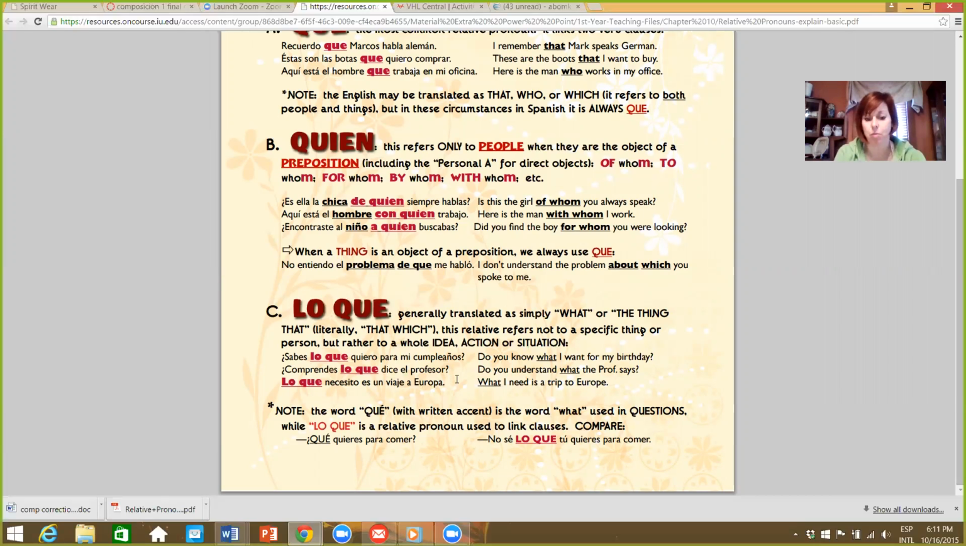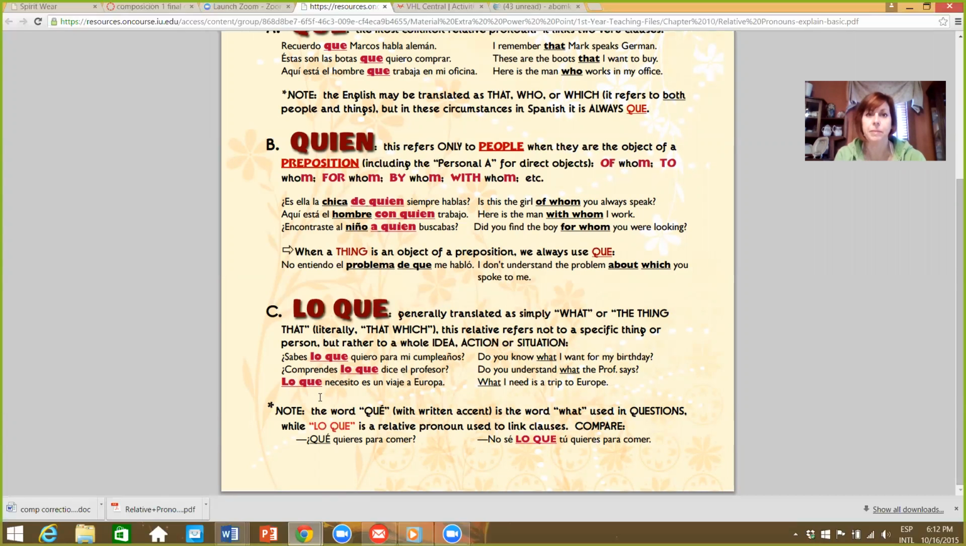¿Comprendes lo que dice el profesor? So do you understand what the professor is saying? Do you understand those things that he's saying, the ideas that he's saying? Lo que necesito es un viaje a Europa. What I need, that thing that I need, is a trip to Europe.